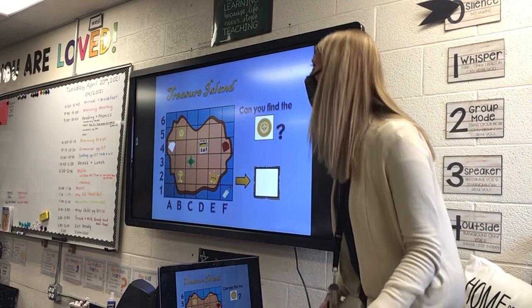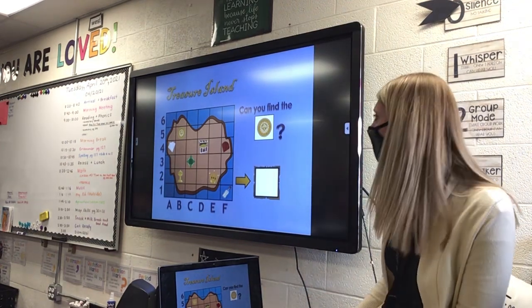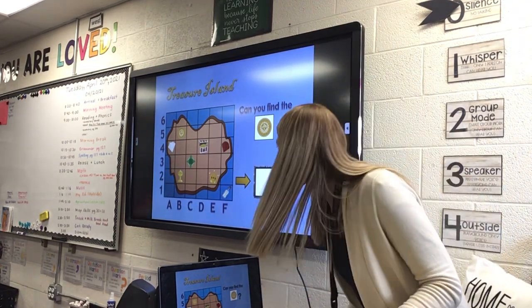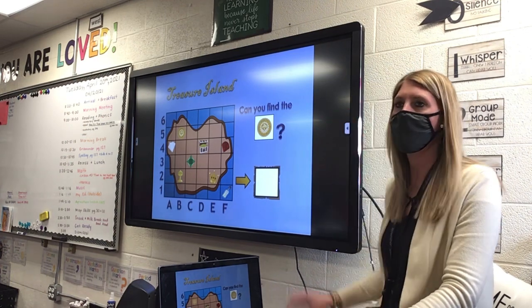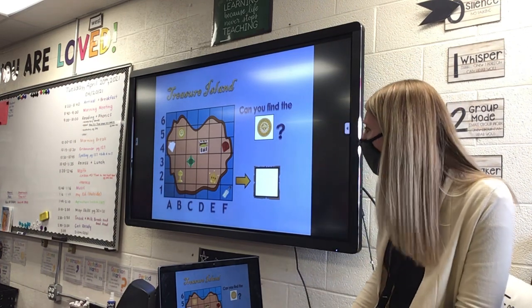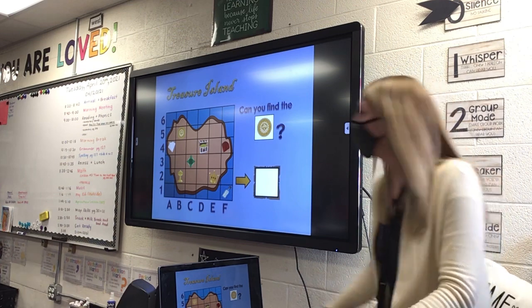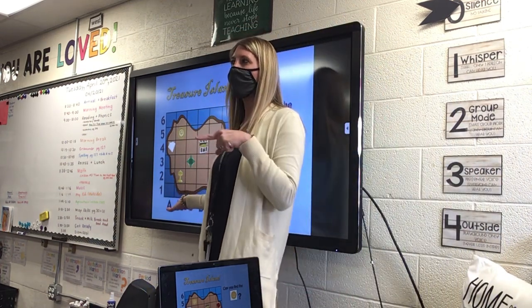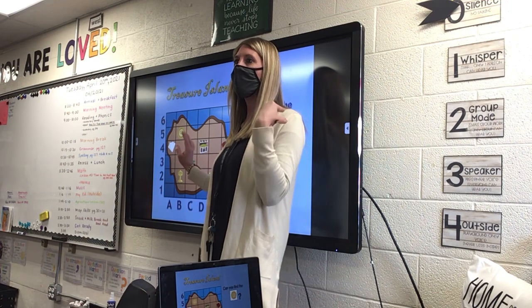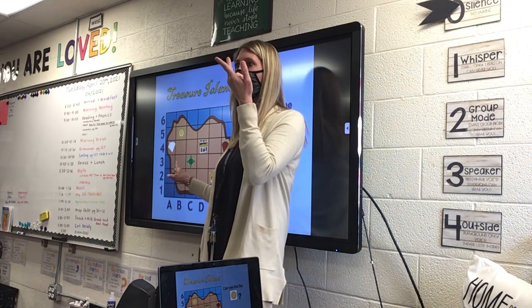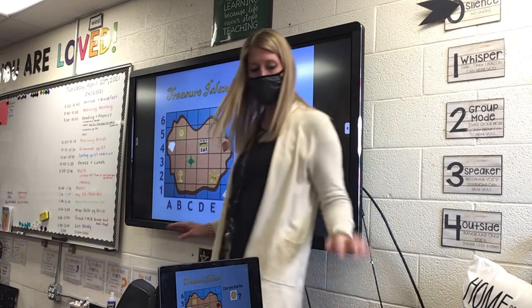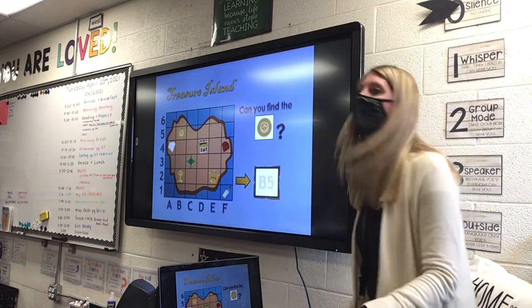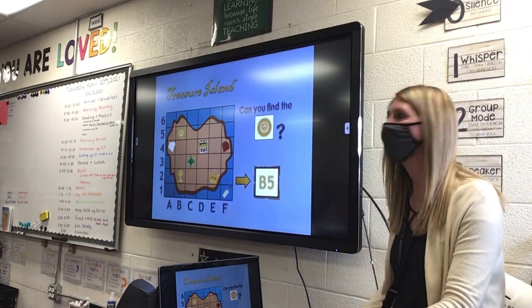Raise your hand if you can tell me the coordinates for this little medallion or medal. Corla, what do you think? 5B. Good. She said 5B. Now remember, we should try to say the letter first and then the number. So let's swap that and change that. What would you say, Corla? B5. B5. Let's see if she's right. She is right. Good job.